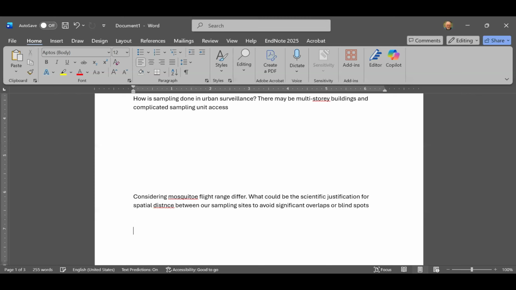Neil, here's a question basically asking, does flight range come into consideration when considering sampling sites and so on? Maybe just respond to considering mosquito flight range differences, what could be the scientific justification for spatial distances between our sampling sites to avoid significant overlaps? I'm just reading it for the benefit of the audience so they hear the question.